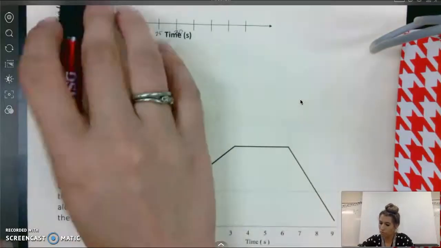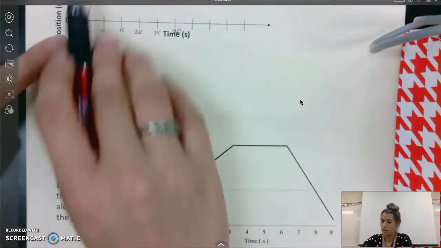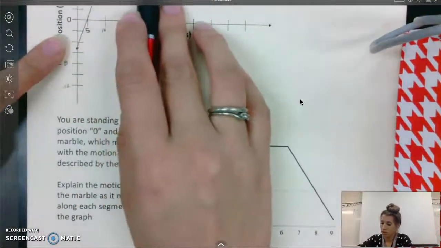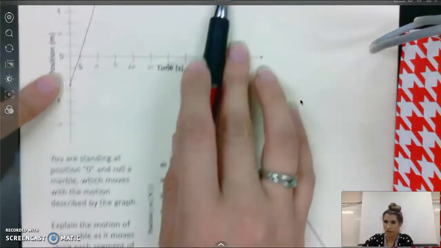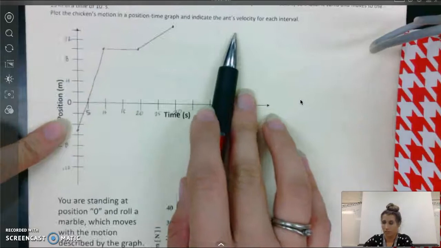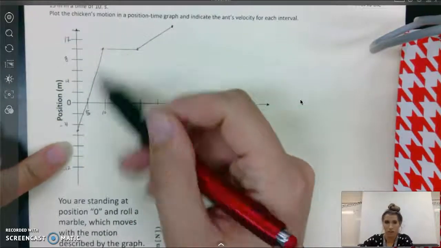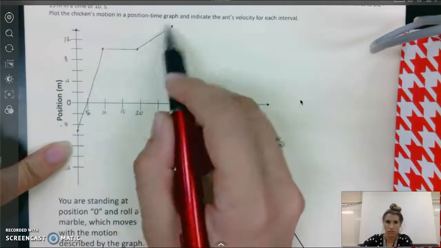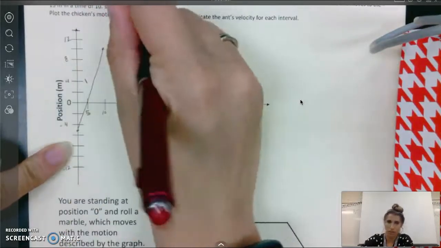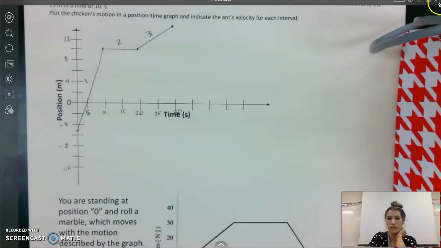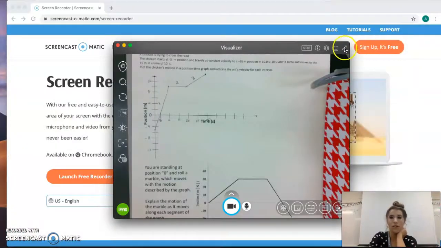Okay, so we did plot the chicken's motion. Now we're going to indicate the chicken's velocity for each interval. So we want to know this one, and this one. We're going to call this interval number 1, number 2, and number 3 here.